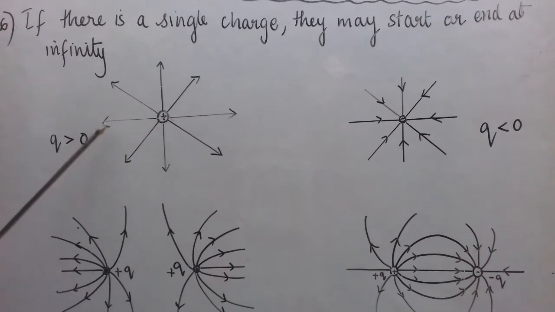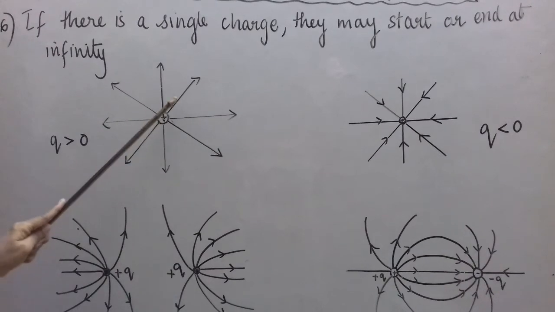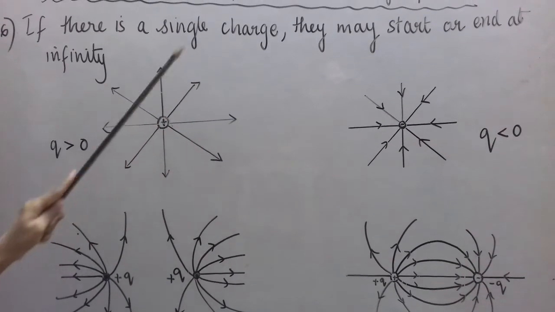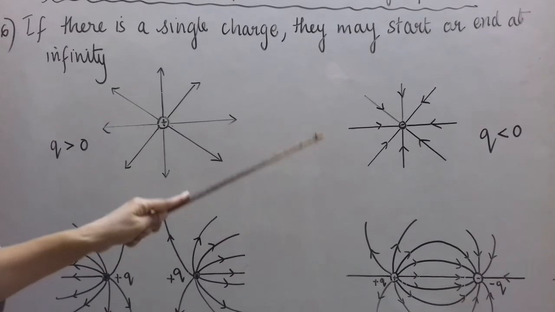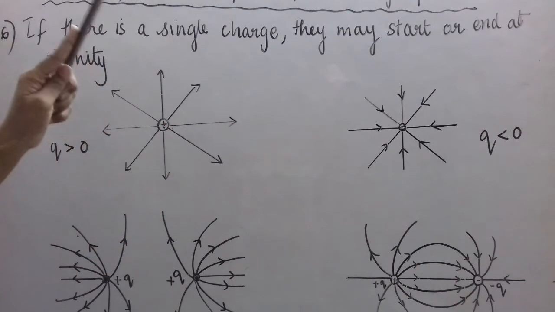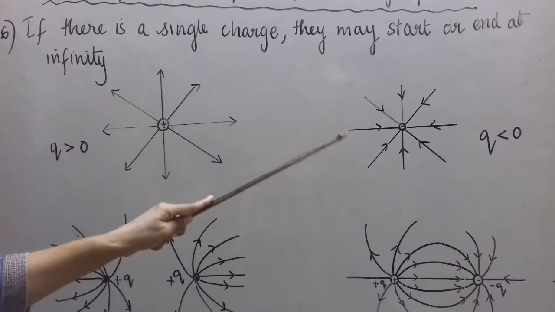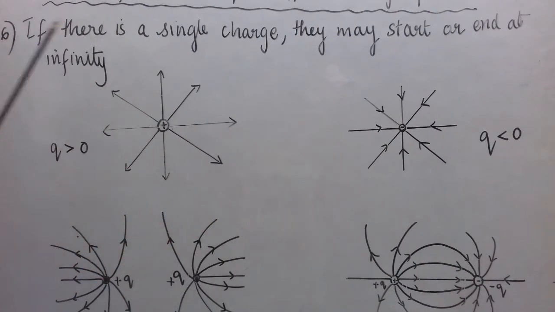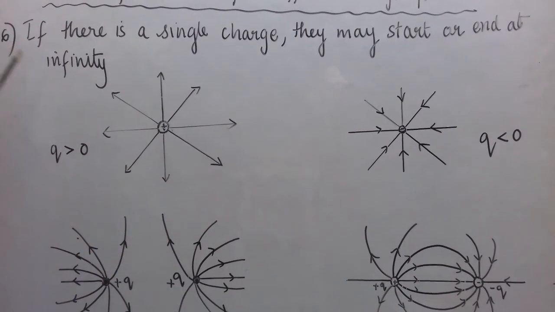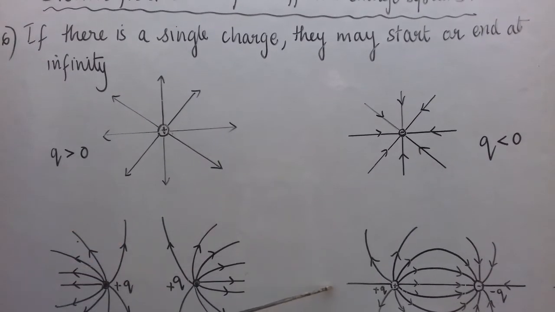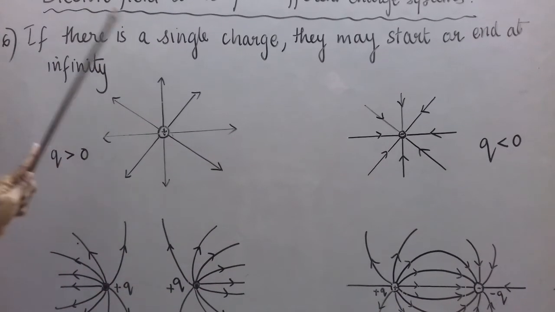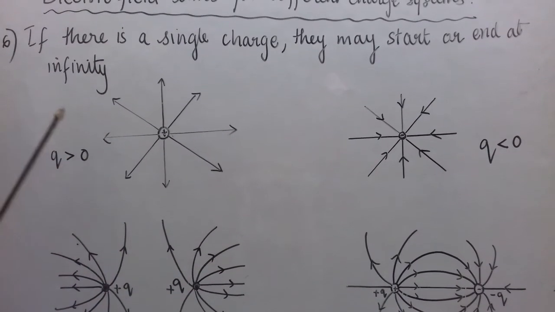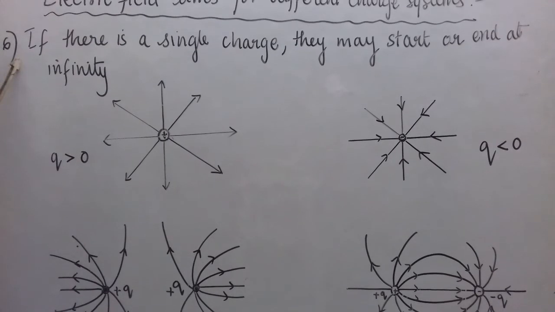In this case they start from the positive charge and they go away straight. It means they will end at infinity. In the second case, they start from infinity and end at the negative charge. So you can combine this point with the one where we wrote that the electric field lines start from positive charge and end at negative charge, but for a single charge they may start or end at infinity. Or you can write it separately.